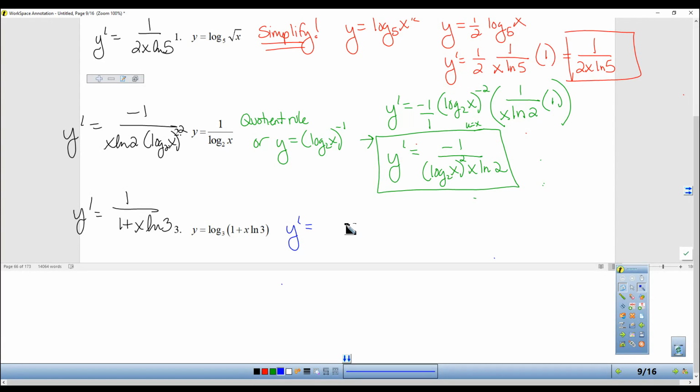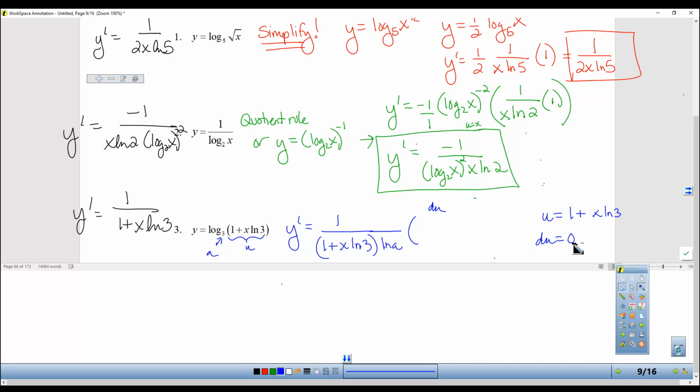So the derivative is just going to be, this is my u, 1 over u times the natural log of a, there's my a, times the derivative of u. So let's put this off to the side. U is 1 plus x natural log of 3.